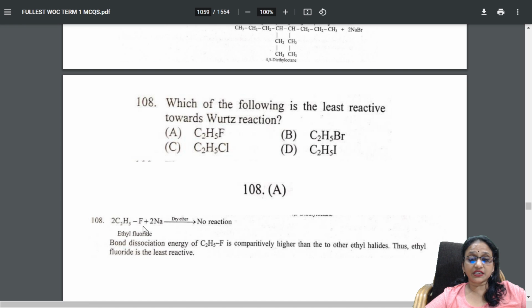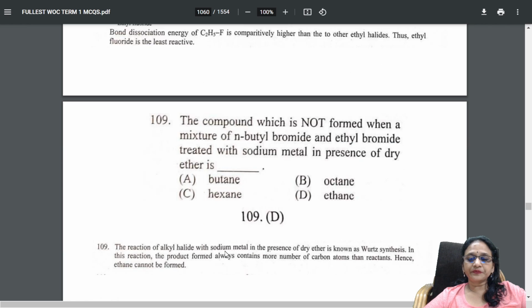What happens if you take fluorine? Fluorine will not show any reaction because the bond dissociation energy of fluorine is very, very high. The size is smaller now. So that's why ethyl fluoride will not undergo Wurtz reaction. The reason is also given.